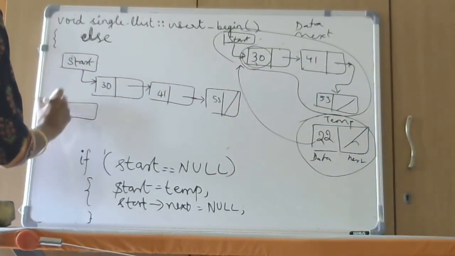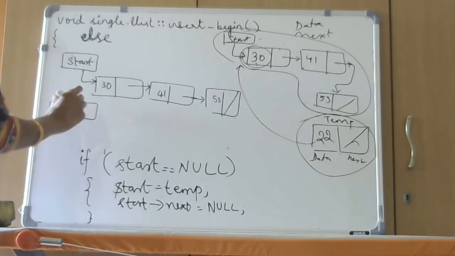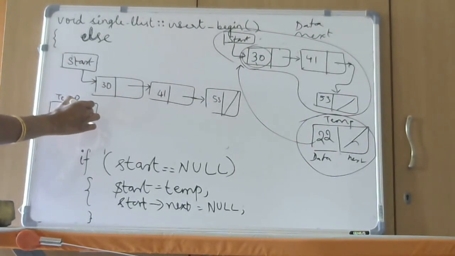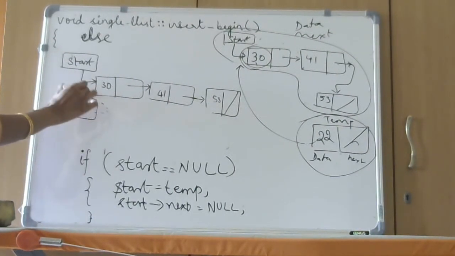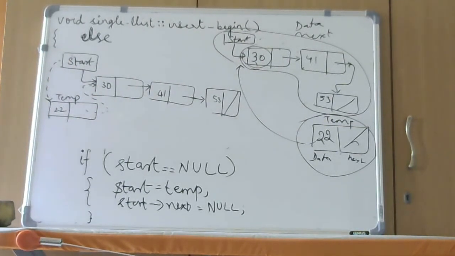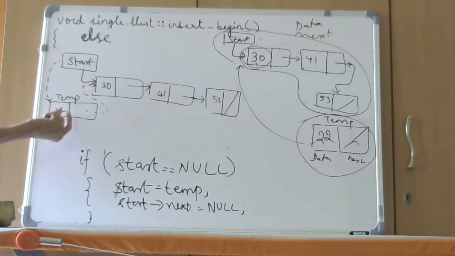This temp what I have done, this is my new node, correct? So this temp of this node should come here, correct? And this should point here. That is how you insert it in the beginning. This should come before your 30, and your start should actually now point to 10.